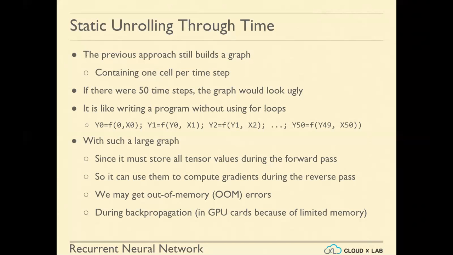All right. So the previous approach still builds a graph containing one cell per time step. Right. There were 50 time steps. The graph would look ugly and complex. It's equal to writing y naught equals f of 0 x naught and so on. With such a large graph, since it must store all the tensor values in the forward pass so that it can compute the gradients during the reverse pass, we may get out of memory errors.